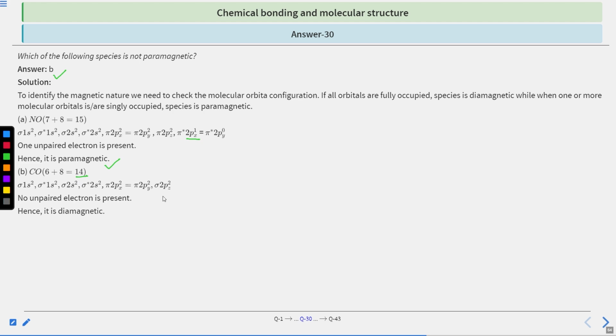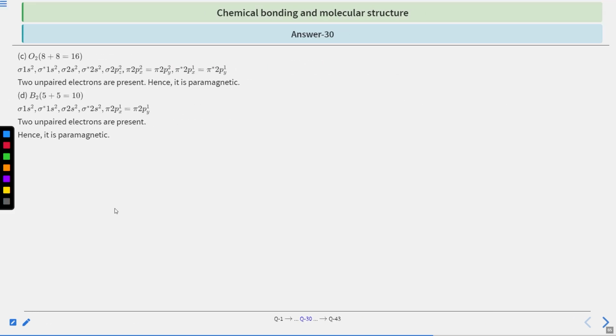In option B, 14 electrons are present and we can arrange the 14 electrons in the orbitals, and the orbital configuration will be this. We can see that no unpaired electron is present, all are fully filled. Hence, it is diamagnetic. And in option C, O2, 16 electrons are present and we can arrange these 16 electrons in the orbitals like this and write the molecular orbital configuration in this form. We can see that two unpaired electrons are present here in 2py and 2px. Hence, it is a paramagnetic molecule.